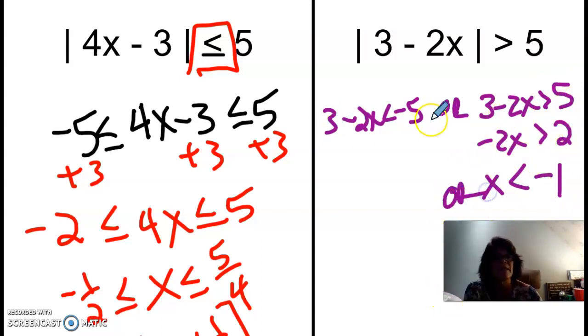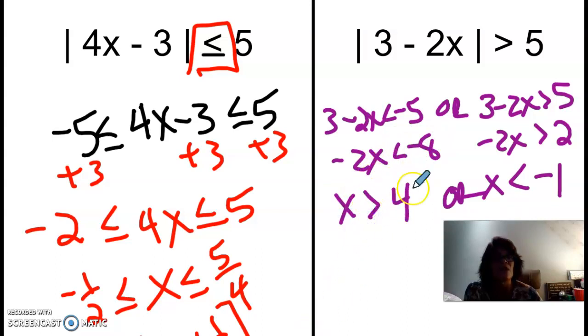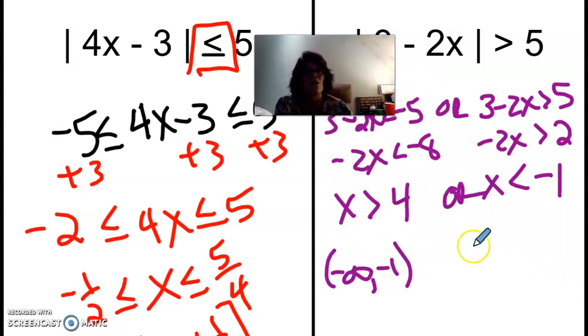Or on this side, I would subtract 3 and get negative 8. I divide by negative 2, so I'm going to flip this sign. Negative 8 divided by negative 2 is 4. So my answers are x is less than negative 1, that's how we write less than negative 1, or bigger than 4, in union with 4 to infinity.